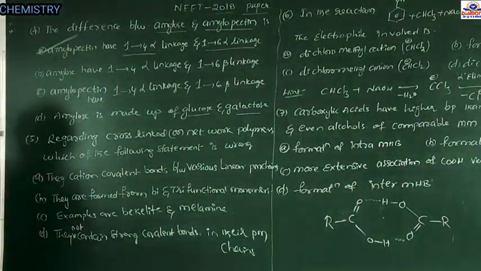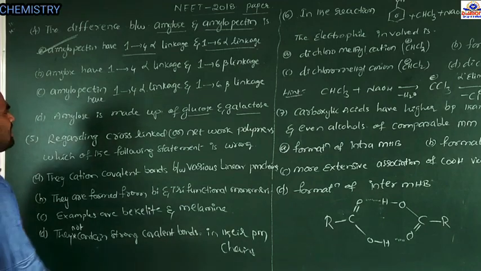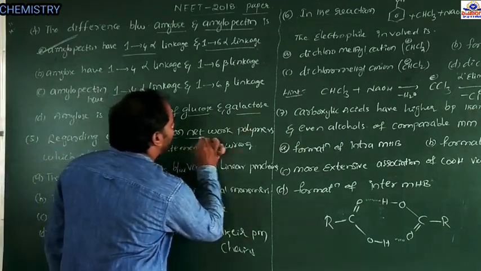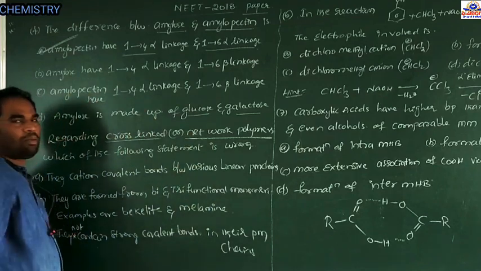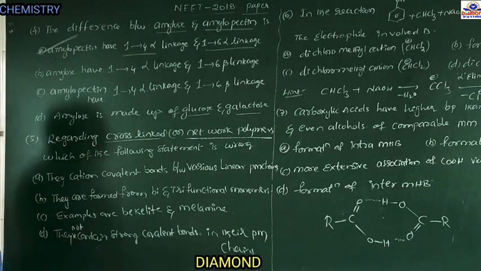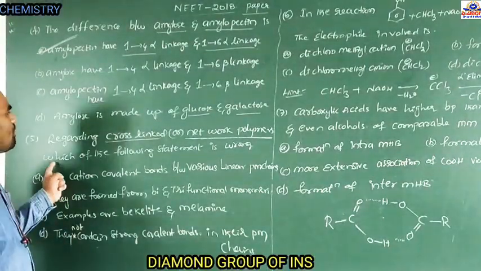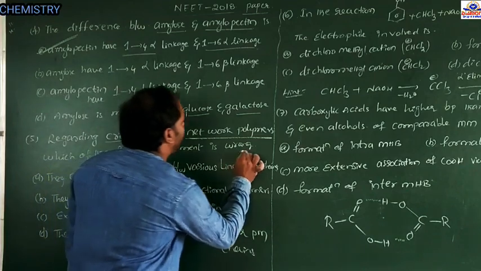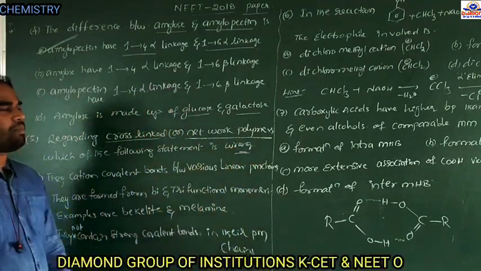So, question number 5. Regarding cross-linked or network polymers, the question is about the polymer. About these cross-linked and network polymers, some statements are given as options. In this, which of the following statements is wrong? We have to select the wrong statement.